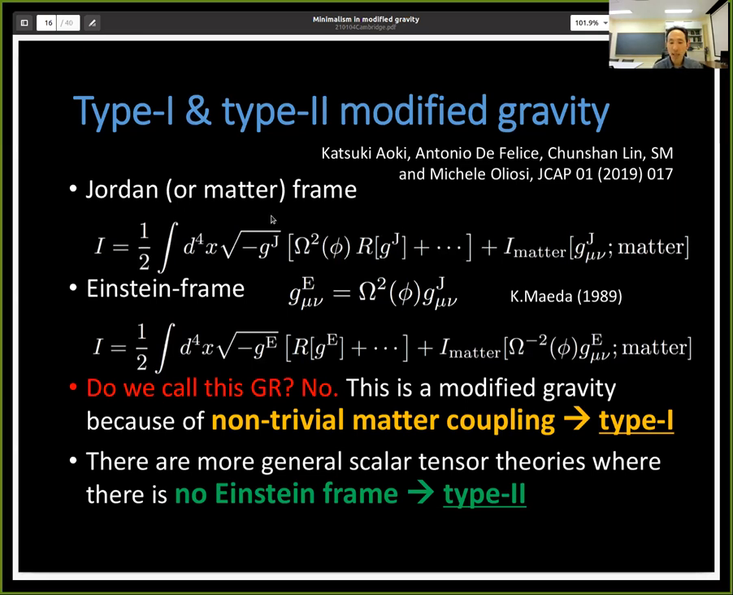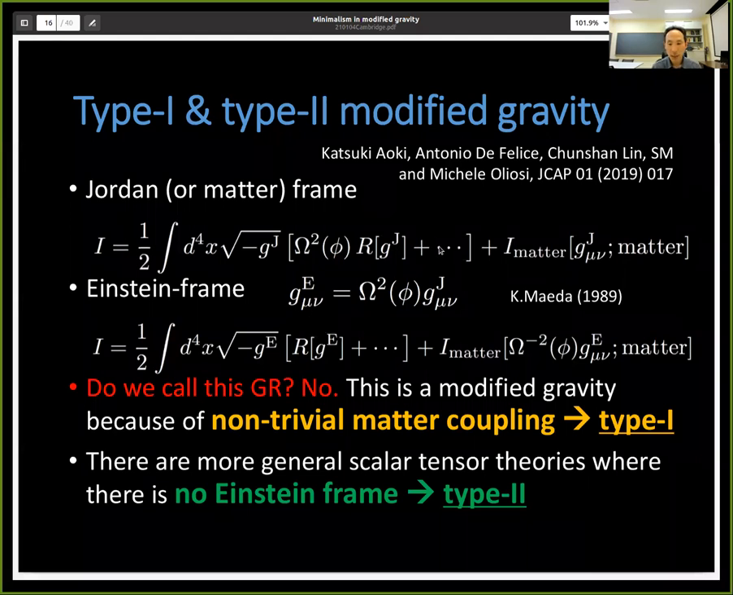Let's consider a simple scalar-tensor theory. The 4D curvature is multiplied by some function of the scalar field phi, and matter couples to the metric minimally. This frame is sometimes called the Jordan frame or matter frame, because the matter action is simple. But from this frame, we can perform the so-called conformal transformation in this form. Then this part becomes as simple as this, which is nothing but the Einstein-Hilbert action. So this part is exactly the same as Einstein's general relativity, and for this reason this frame is called the Einstein frame.